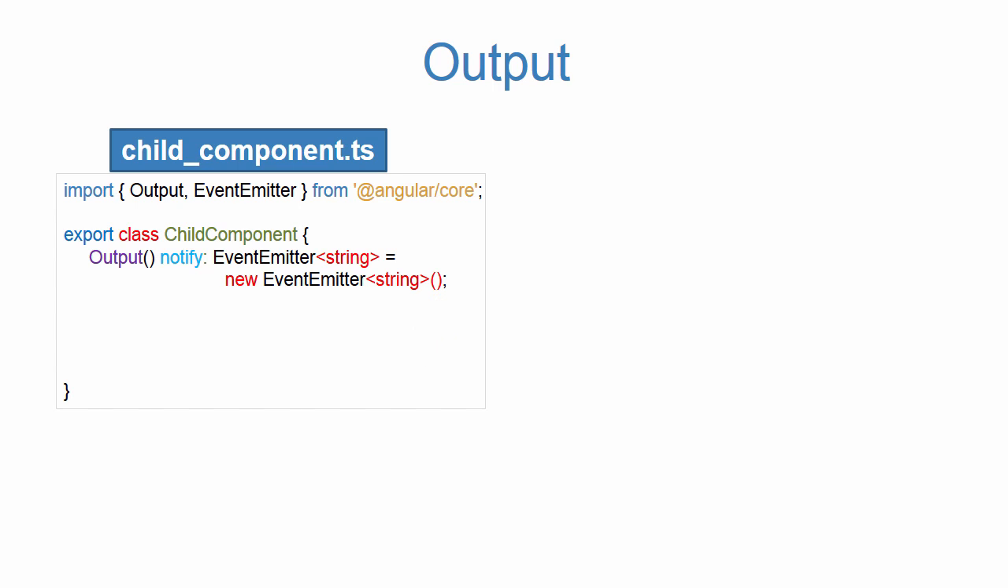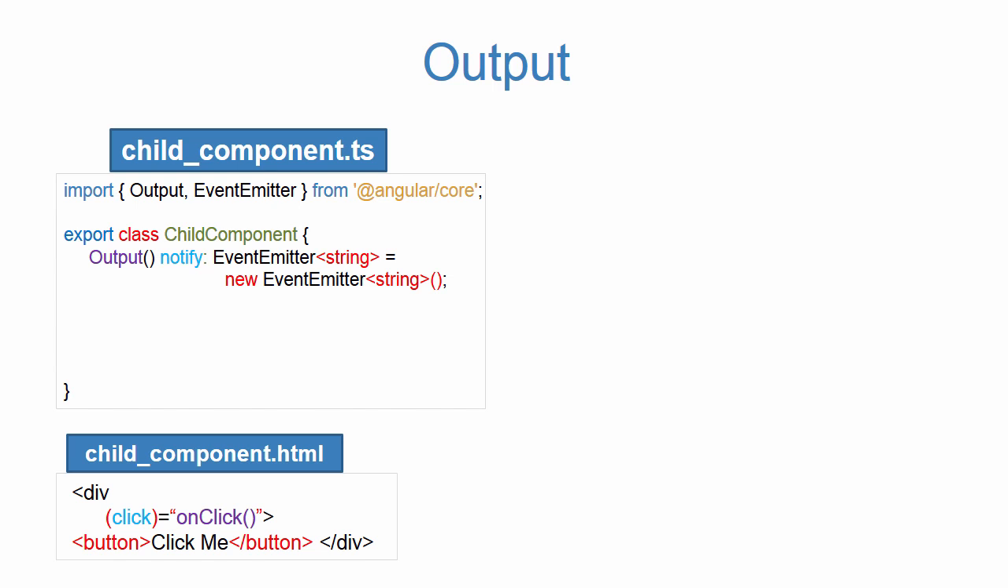We're using a type of string here because we're going to be emitting a value that is a string. But EventEmitters can be of type any. They can be of type string, number, boolean, or interface, for example. Now we need to set up a method that does something with our output property. So in our child component HTML, when a user clicks a button, we're going to trigger the onClick method. The onClick method will in turn use our notify property and emit a string of message from child.